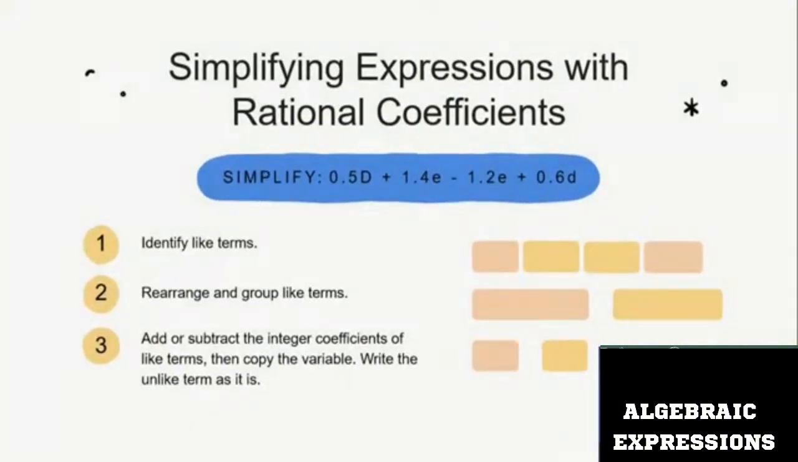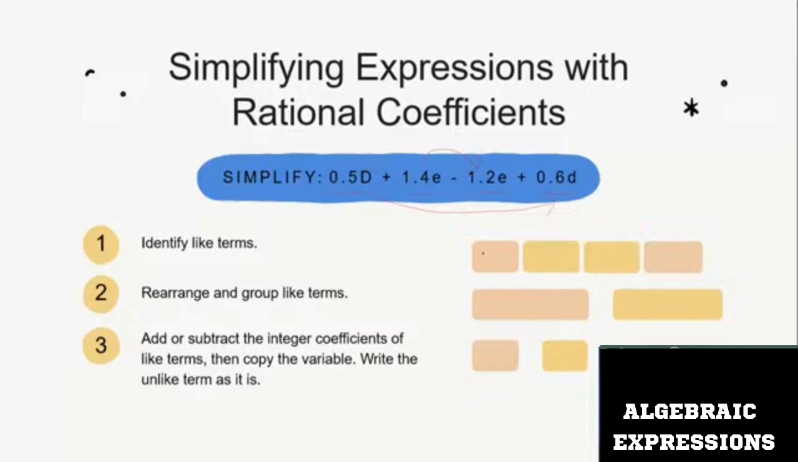So again, we may have problems where we need to simplify expressions with rational coefficients. For example, we have a problem like 0.5d plus 1.4e minus 1.2e and 0.6d. So the first step is to identify like terms. So this d and this one is together, this e and this one is together.